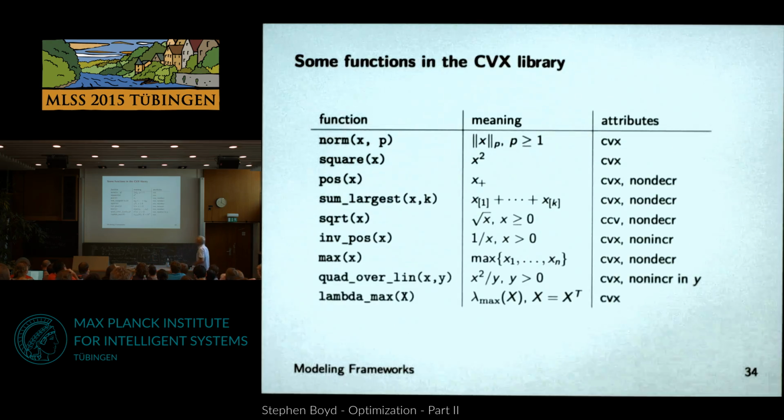Here are some functions in the CVX library. You can have like norm(x,p). Here are some of its attributes. Here, pos of x is x plus, right? So it's the positive part. Square is this thing. In pos is this thing. Max, you have quad over lin, that's x squared over y. Here's lambda max of x. You know, so these are kind of obvious, right? But there's not many others, right? There's maybe another 10 or 20 atoms, right? Some of the atoms no one ever uses, they're just to kind of brag, right? Like the sum of the k largest entries, right? Yeah, that actually comes up every now and then in some obscure application, but yeah, it's just there mostly to brag.